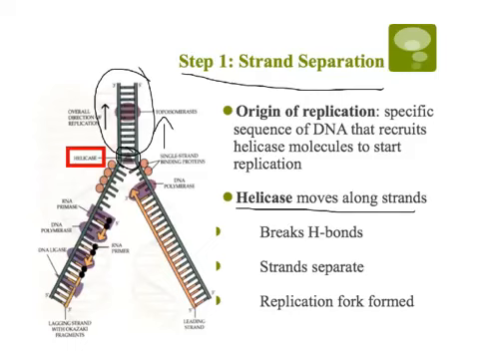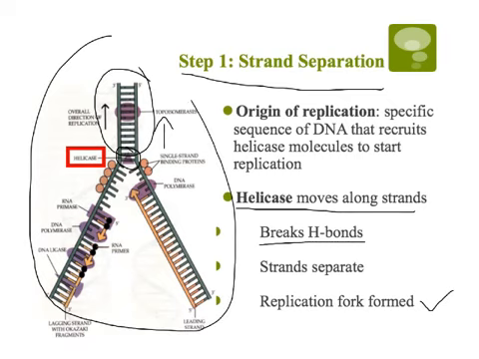And it does this by breaking the hydrogen bonds between the nitrogenous bases of the two strands and forming what we call a replication fork. If you look, this structure over here kind of looks like a two-pronged fork, so we call that the replication fork. The spot on the DNA where this starts is called the origin of replication. In the DNA, there's a specific sequence that helicase looks for, and when it finds this sequence, it knows, aha, that's where I'm supposed to start replicating. So that's the origin of replication.